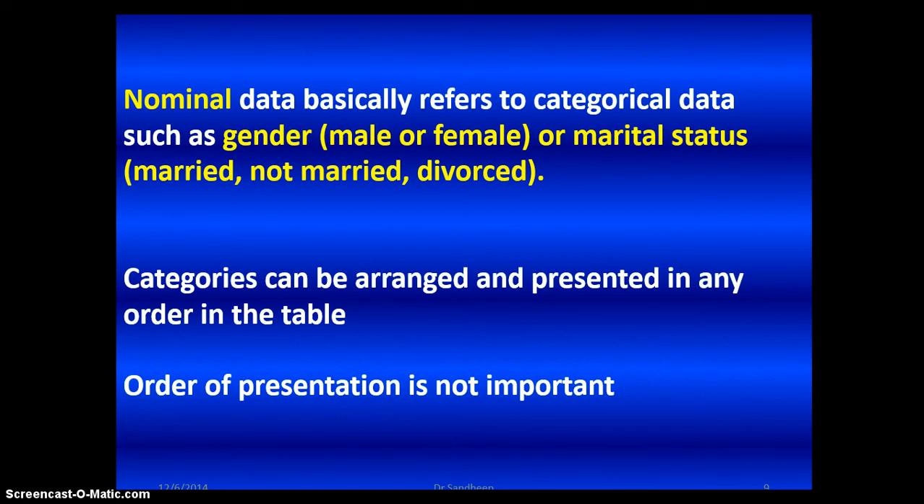Nominal data. At first I told you nominal and ordinal are two types of data. Categorical data can be either nominal or ordinal. Nominal data basically refers to categorical data such as gender, male or female, marital status, married, not married, divorced. What's the importance of this? I will tell you. The order of grouping is not important. You can arrange the subgroups in any order. No problem in arranging in any order. Categories can be arranged and presented in any order in the table. Order of presentation is not important.